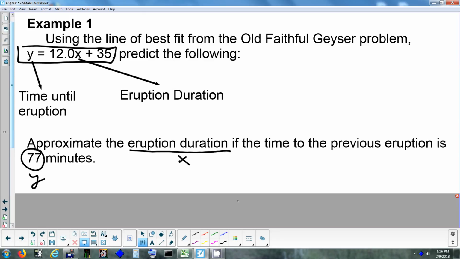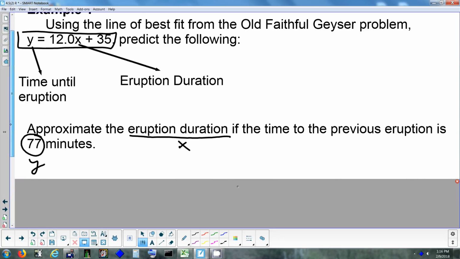What do you think, Sophia? Because it says that y is the time until eruption. What does it say in the sentence? Time. Time to the previous eruption, right? So a time until it's going to happen. All right? So if we give you something like this, you're going to read to make sure you're plugging in for the right information.